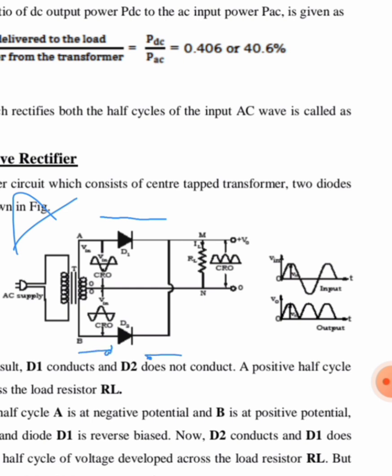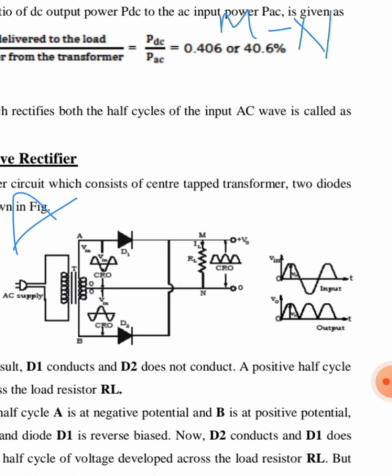Then only the upper part of the circuit remains, because the lower part is open. So now the current will flow in this direction: from A into the diode, from the diode to M, through RL to N, and then to the neutral point. So the current flows in this direction from M to N, that is from the upper region to the lower region. Now in this case the positive half cycle is appearing across the load.